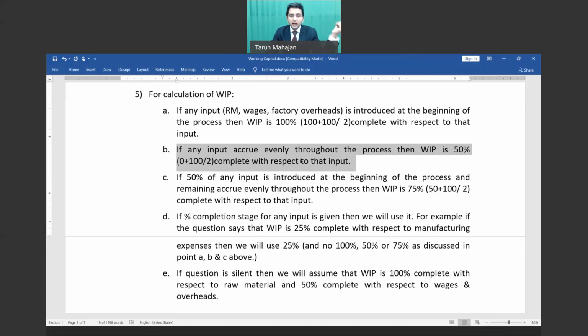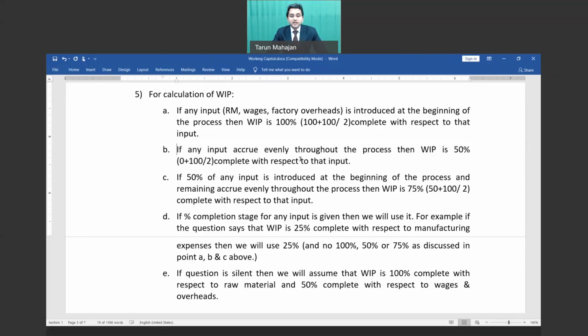Raw material is alike. Finished goods is all similar. But WIP, there are various stages. So part of WIP is 10% complete with respect to wages. A part maybe 20, 30, 40% complete. So 0 to 100 on an average.